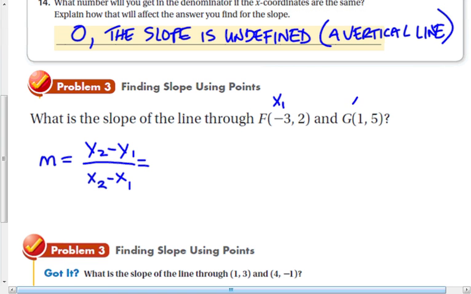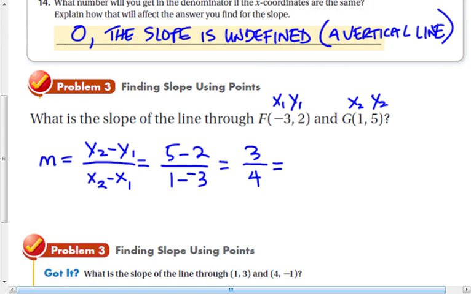So let's say that's my x1. This is my x2. This is my y1. This is my y2. So I'm going to do 5 minus 2, subtracting my two y coordinates. And then I'm going to do 1 minus negative 3. And 5 minus 2 is 3. 1 minus negative 3 is 4. So 3/4 or 0.75 is my slope. All right, you try that.